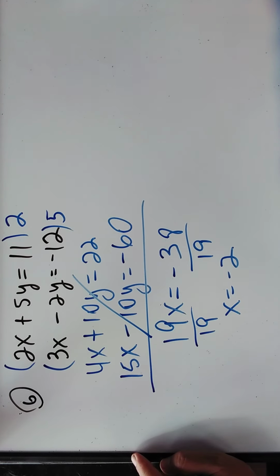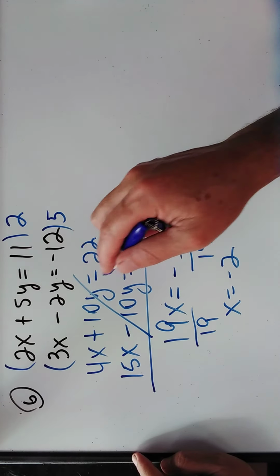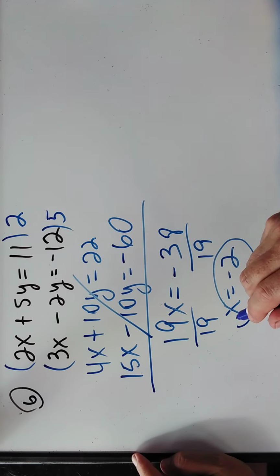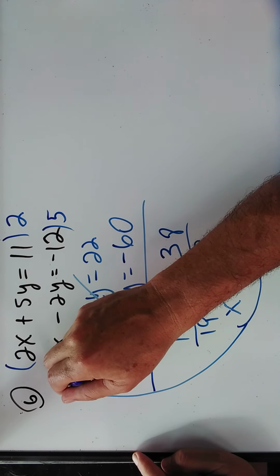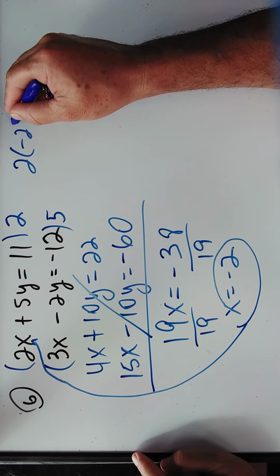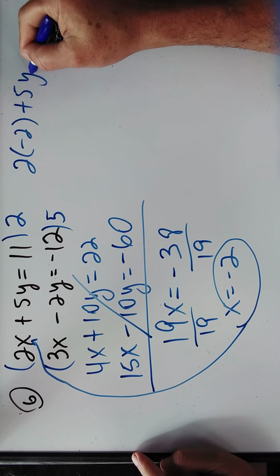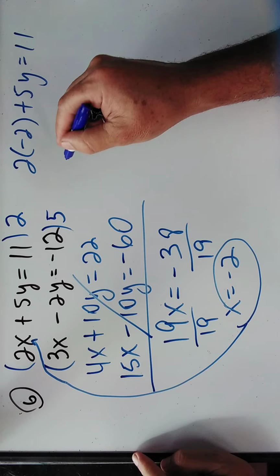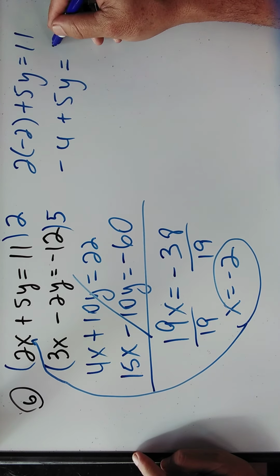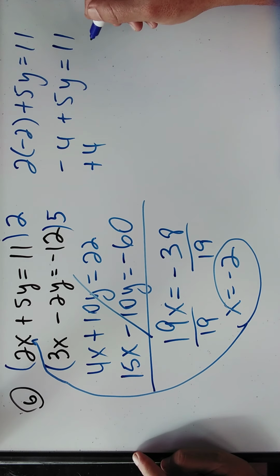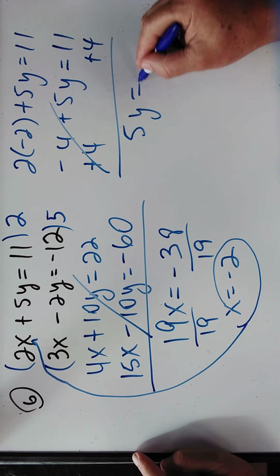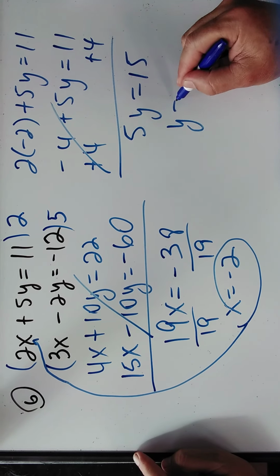To find y, we just plug it into any of the two original equations. So I'm gonna choose the top one. Let's do it right here. So you can have 2 times negative 2 plus 5y equals 11. Negative 4 plus 5y equals 11. We got 4. 5y equals 15. So y equals 3.